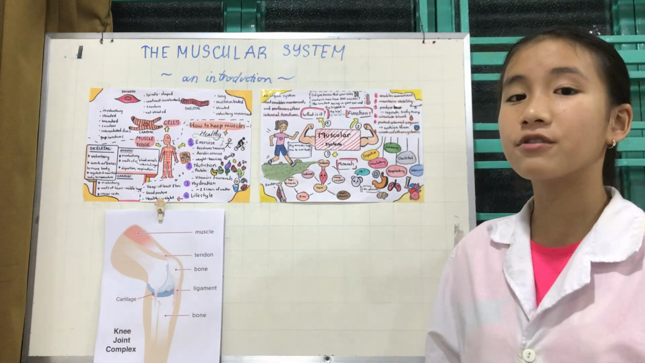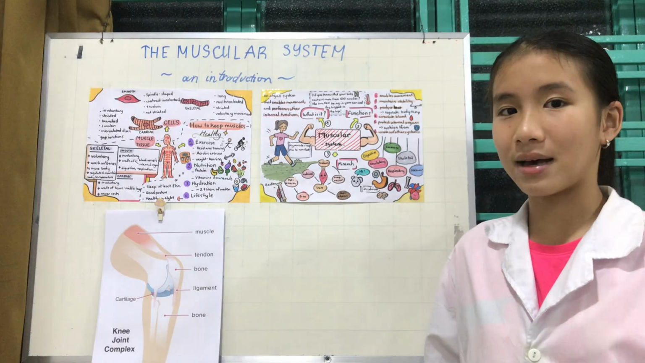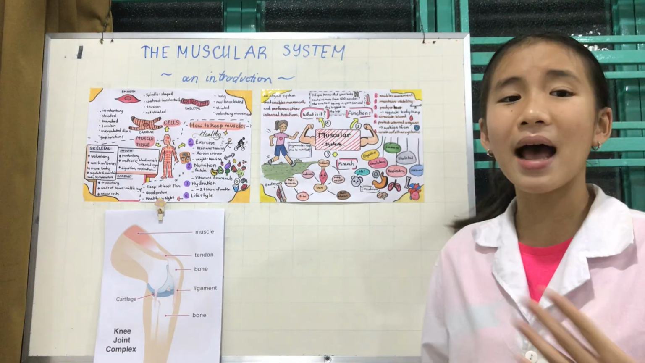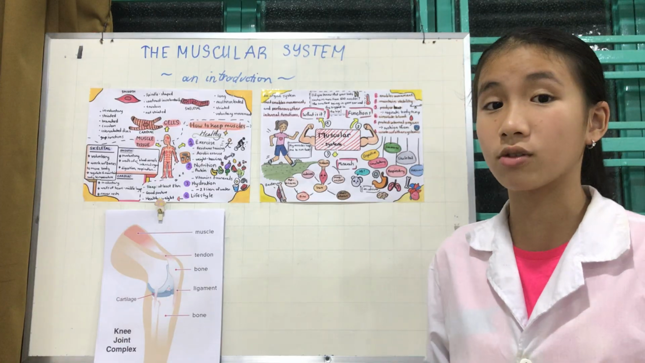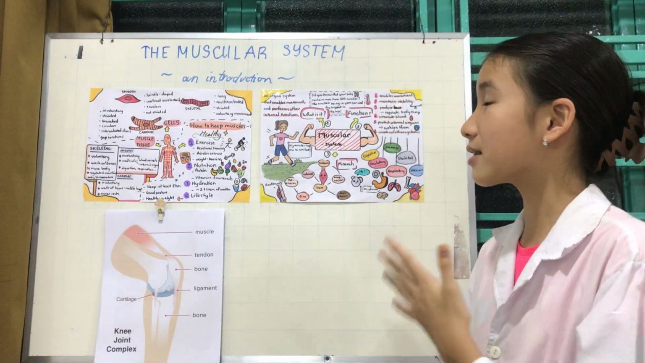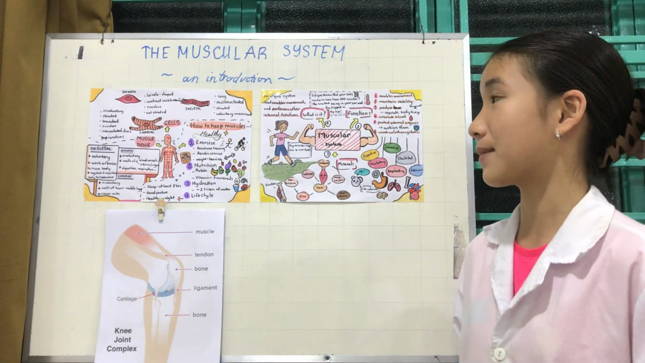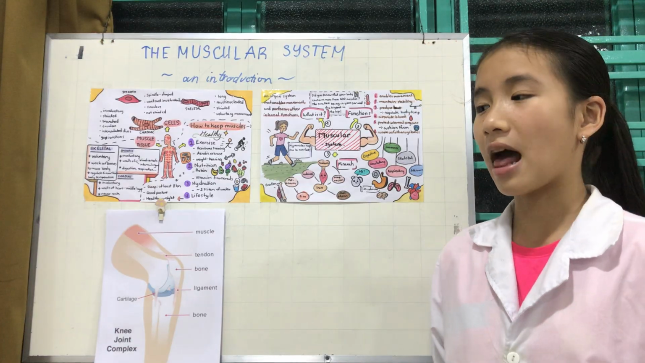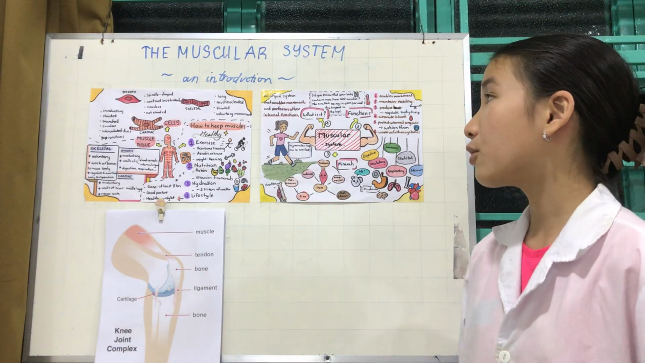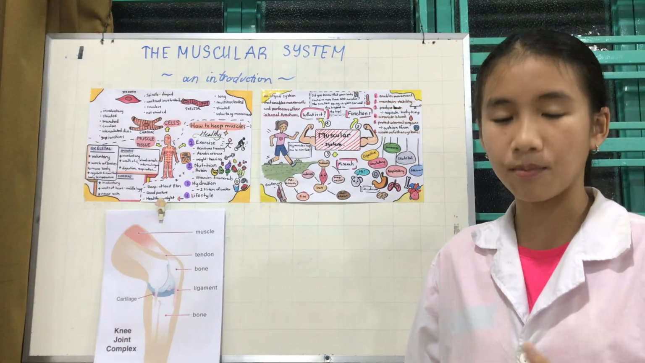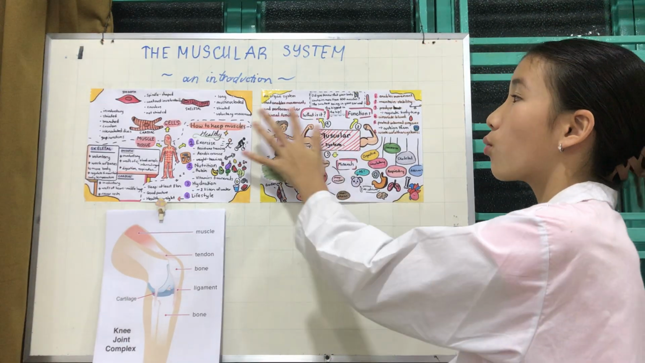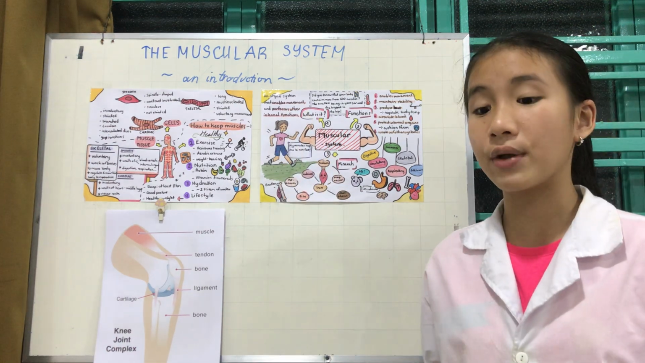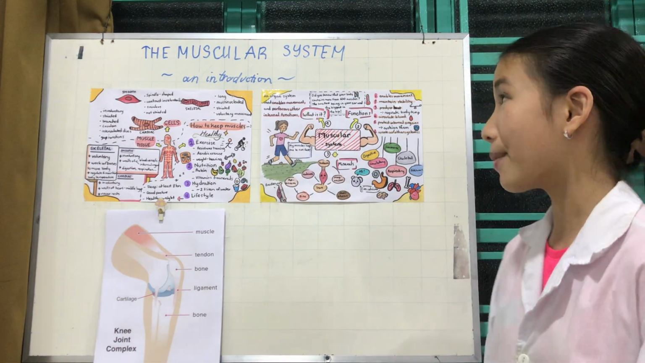So let's start first with what is the muscular system. Now, as its name might suggest, the muscular system consists of muscles. So the muscular system is an organ system that enables movement, that helps us to move and performs other functions, most of them internally. So that is what is the muscular system. So it involves muscles primarily.